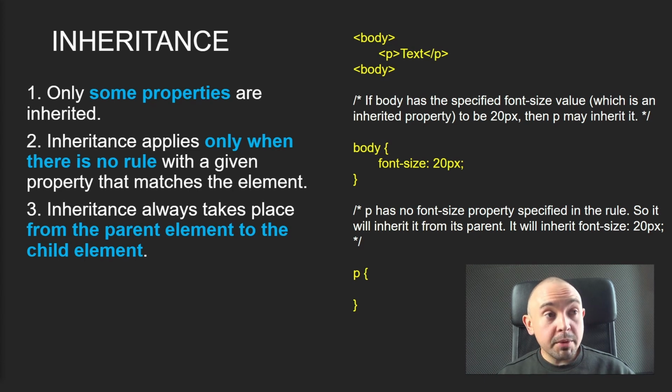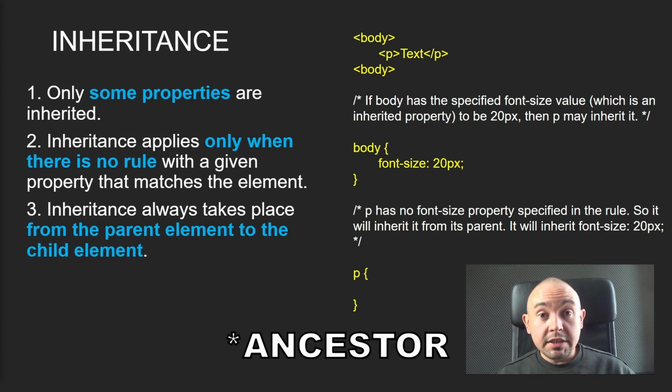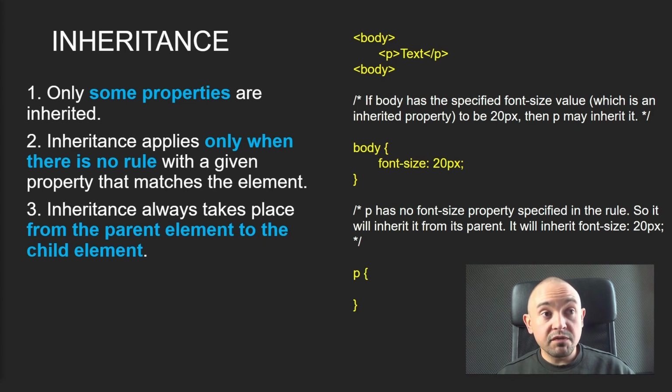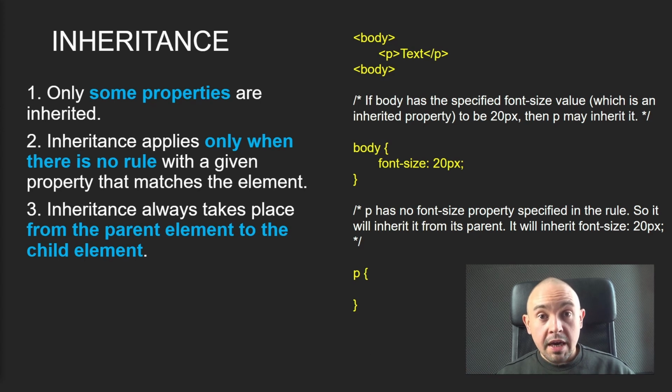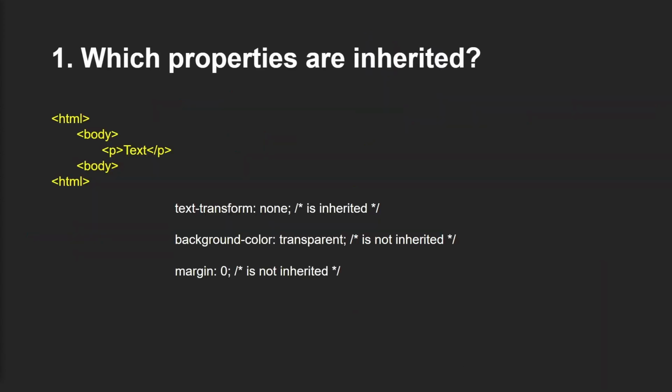We should also remember that inheritance always takes place directly from a parent to a child, not from a further descendant. Of course, a certain element may inherit a property from a further descendant, but only if its parent inherited this property and our element inherited from the parent. As we can see on this slide, we have a p tag with some text, which is a child of a body tag, which is a child of the HTML tag. We can see that the text transform property is inherited, but the background color and margin are not inherited.